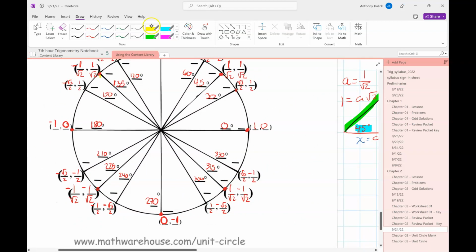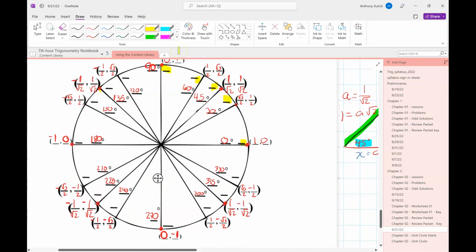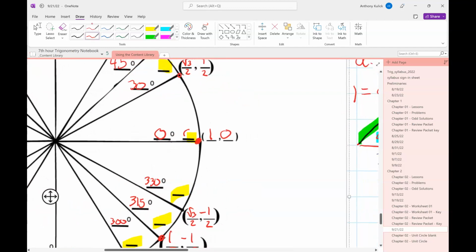But you'll notice, Mr. Kulik, it still looks like there's all these blanks left. What do you suppose all these extra blanks are for? Well, that's where I'm going to write the angle measure in radians. Oh, okay. How do I convert from degrees to radians again? Multiply by pi over 180. Excellent. So I'll just do that for you guys.